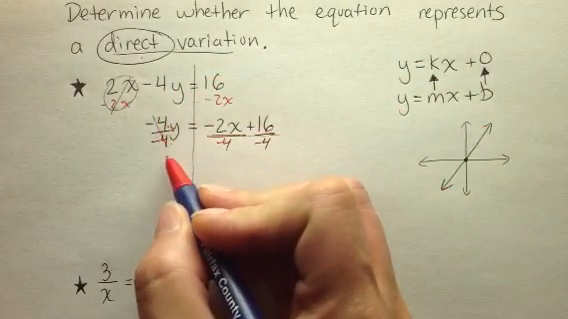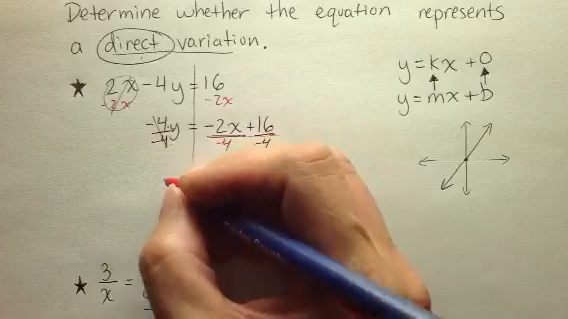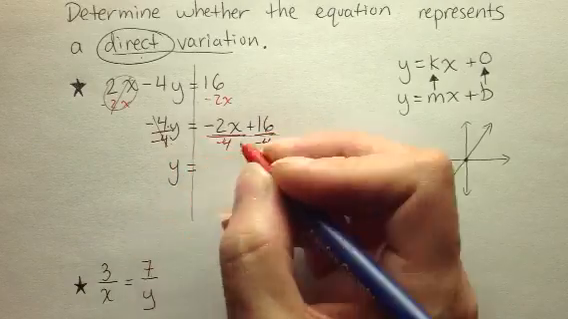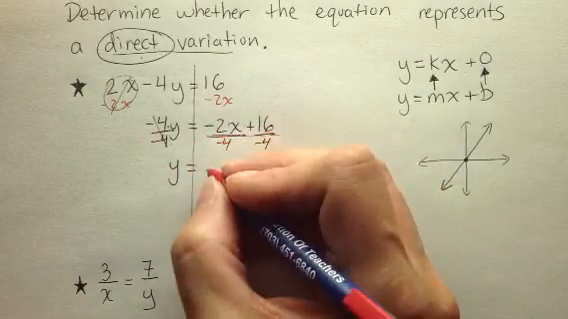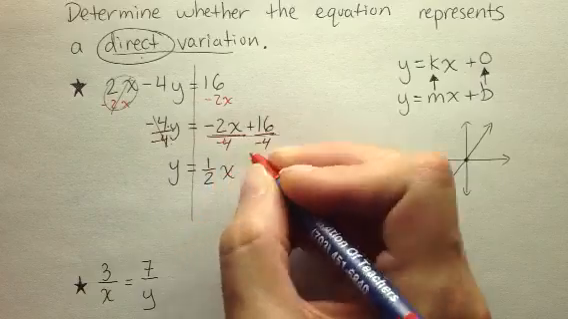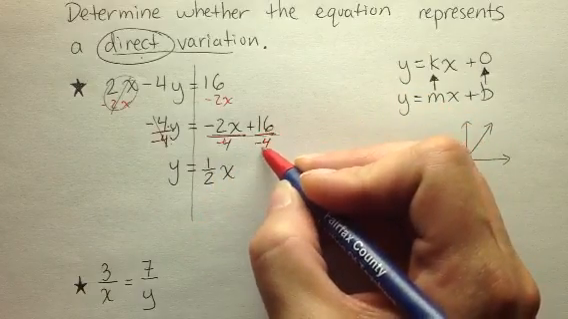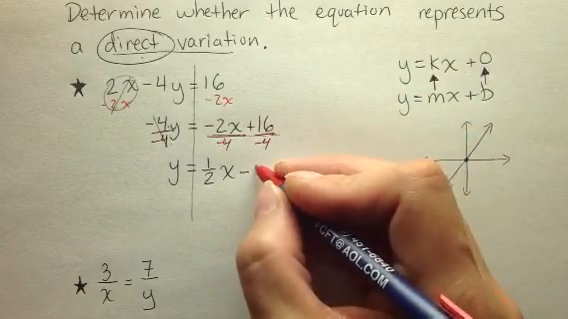Now, this is going to cancel these out because that equals 1. 1 times y is y. Negative divided by negative is positive 1/2 x. And a positive divided by a negative, negative 4.